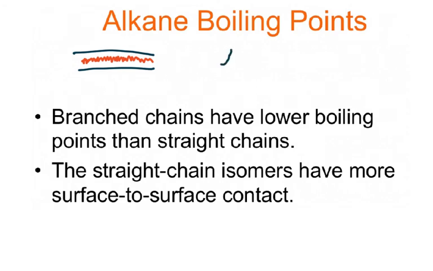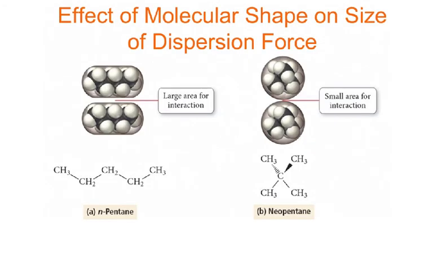When you have a branched chain, so let's do a little branch here and a little branch here, notice how much less surface to surface contact there is. And because there is less surface area contact, it's easier to separate. We can separate these two a lot faster. Therefore, the boiling point of a branched chain will be lower than its straight chain counterpart. And I'm going to show you an example in just a moment here.